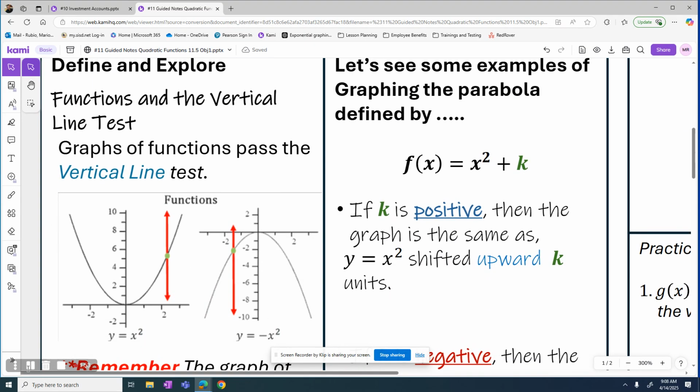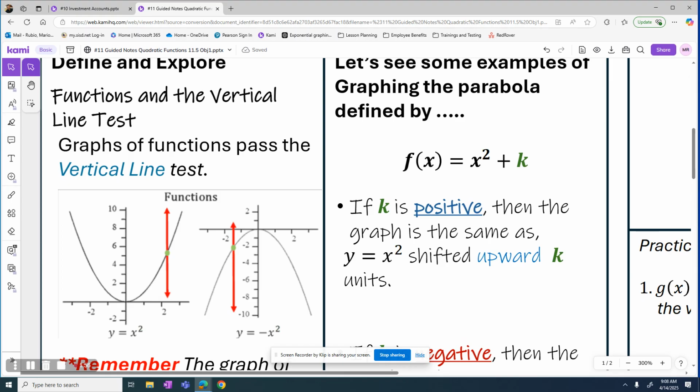Let's define and explore a few things first. Functions and the vertical line test, okay? We're going to figure out what the vertical line test is. It should sound familiar because we've covered it before in this class, and I'm sure you've covered it in algebra or other classes, okay? But there's a very quick way, when you have a graph or a picture of a graph, to tell if it's a function or not. One of the definitions of a function is that the x's don't repeat, okay? If you have the same x twice, then it's not a function. And the way to tell that visually is that graphs of functions pass the vertical line test.